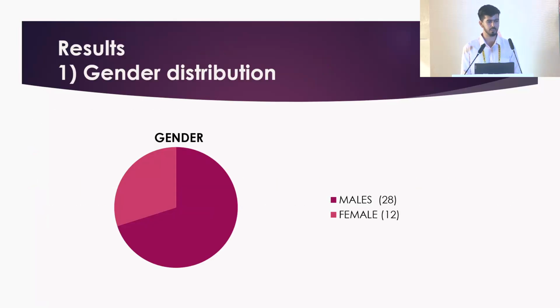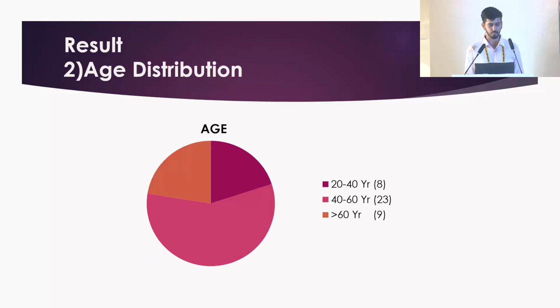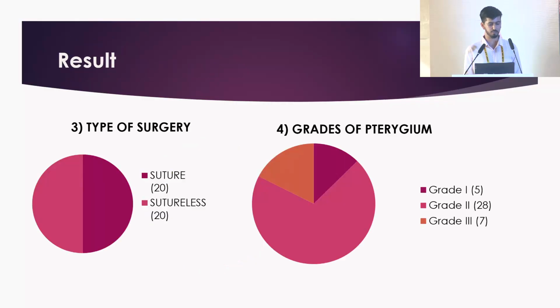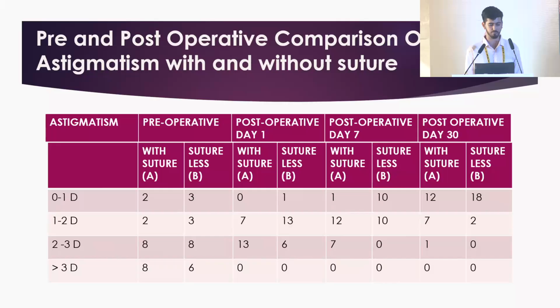Results of my study: out of 40 patients, most of the patients are male, that is 28. In age distribution, most of the patients belong to 40 to 60 years of age. Both the study groups, suture and sutureless, have equal patients divided into two groups. Most of the patients show grade 2 pterygium, approximately 28 patients.